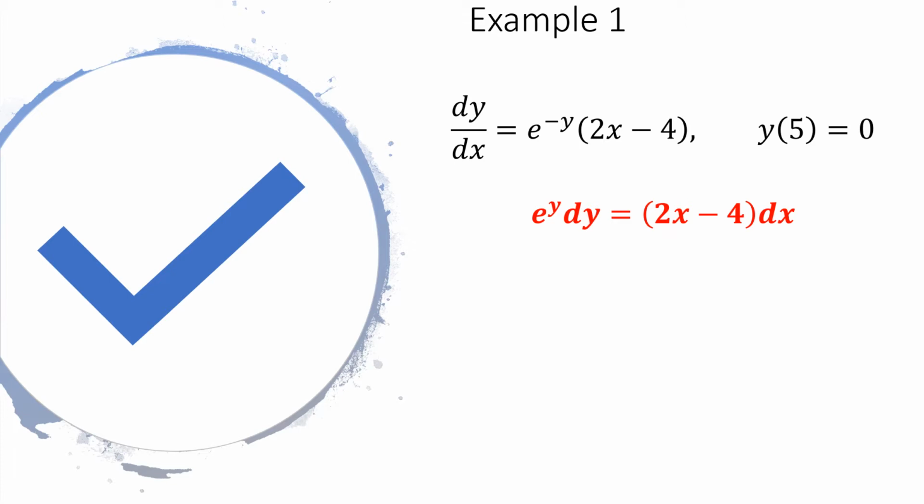Once I get it separated out, I can simply integrate both sides. So the integral of e to the y is e to the y, and that equals the integral of 2x minus 4, which is x squared minus 4x plus c. Remember, you only have to add the c on one side. So in this case, we generally add it to our x side.